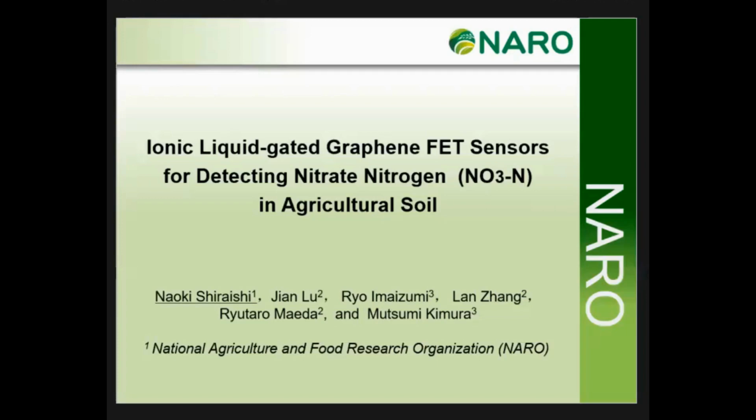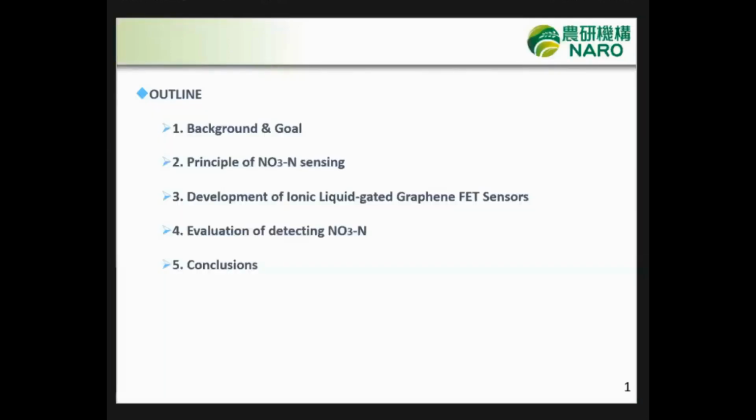So today I'm going to talk about ionic liquid gated graphene FET sensors for detecting NO3-N in agricultural soil. I will divide my talk into 5 parts: background, goal, principle of sensing, development of ionic liquid gated graphene FET sensors, evaluation, and conclusions.